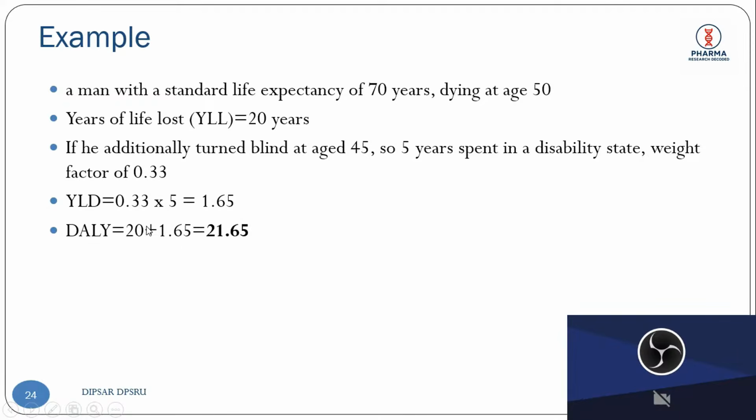और DALY इज जो आपके YLL है, राइट, प्लस YLD इज द DALY, YLL प्लस YLD. सो YLL इज ईयर्स ऑफ लाइफ लॉस्ट इज 20 years, YLD is years of life with disability 1.65, so it become 21.65 DALY. I hope it's clear, or otherwise I have to repeat again. But this concept should be in your mind for your entire life, you know.